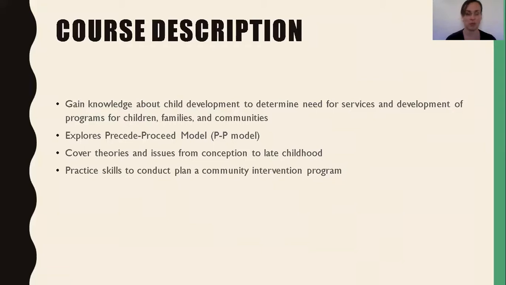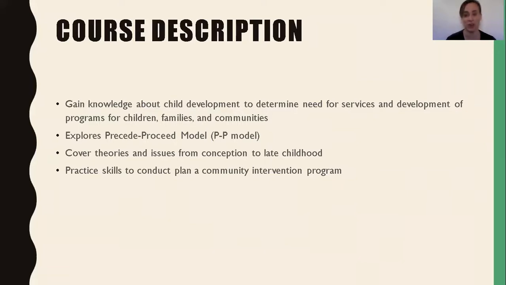Then we're looking at the PRECEDE-PROCEED model. Sometimes I will abbreviate it to the PP model to save time and space. And we're going to be looking throughout this class at theories and issues from conception all the way to late childhood. Like I said, it's zero, so before you're born, all the way until 10, 11, 12. There's no hard and fast. At 12, you are now a teenager.